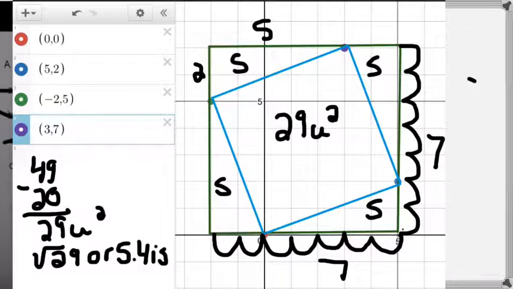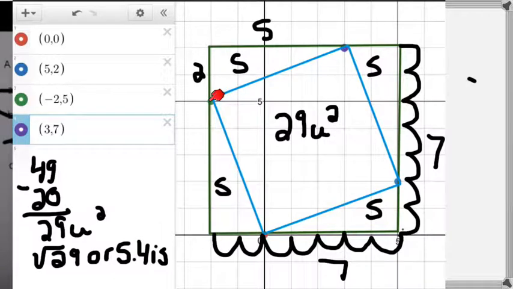I used Desmos to plot the points, and then I connected the segments, and I'm using surround and subtract again, where I surrounded this tilted square with a rectangle. The rectangle's height is 7 and base is 7, so 7 times 7 is 49. That means this entire thing is 49.